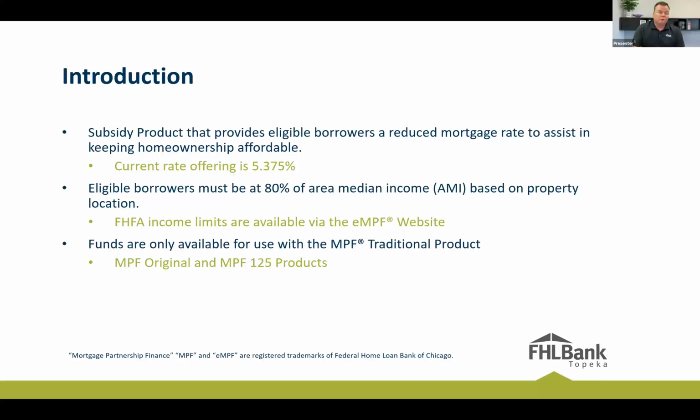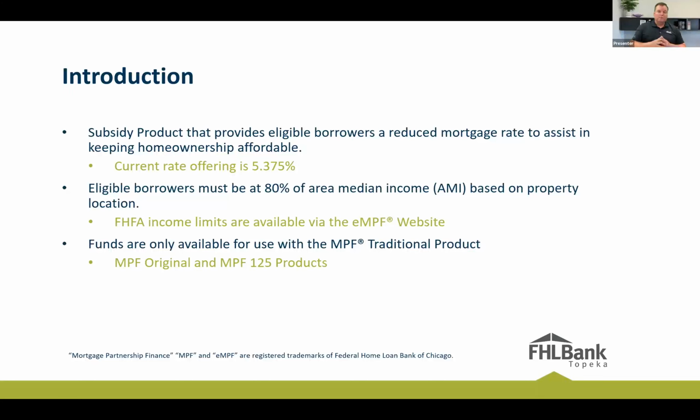To qualify for this, as you can see, the current rate that we're offering, and the rate we've offered since the product became available, is 5.375%. So well below the market rate currently, making it a very attractive option for homeowners. Eligible borrowers must be at 80% of the area median income, or AMI, based upon the property's location.